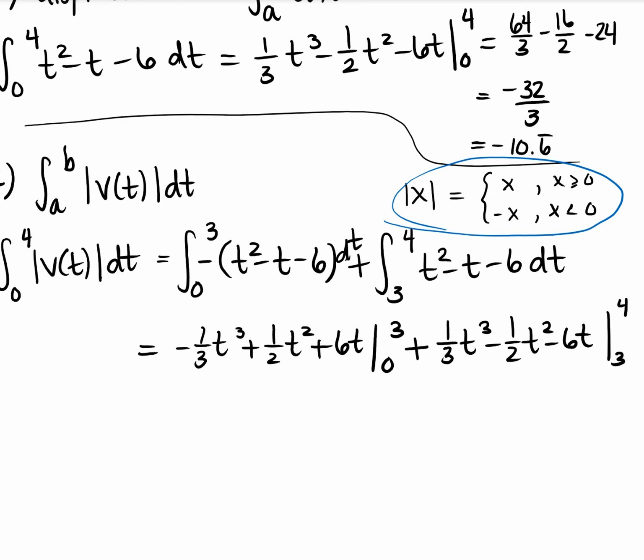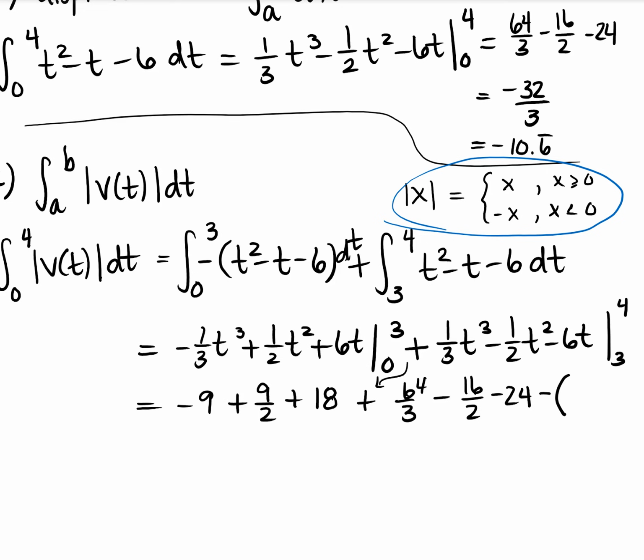Okay, so when we plug this all in, we'll get a negative 9 plus 9/2 plus 18. When I plug in 0, everything goes away, so then this plus sign becomes here. Then plus 64/3 minus 16/2. Minus 24. Minus, and then put parentheses here. That's quite important because I'm putting in that 3. When I put in that 3, I get 9 minus 9/2 minus 18.